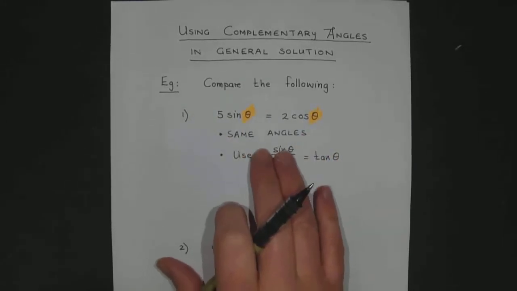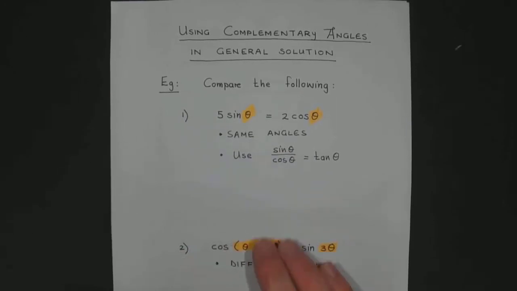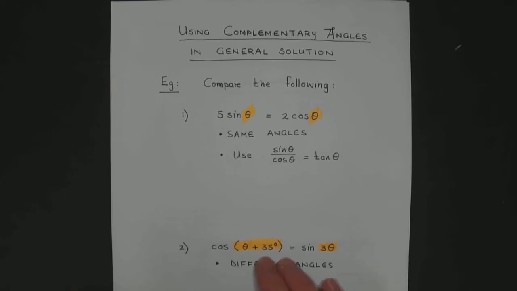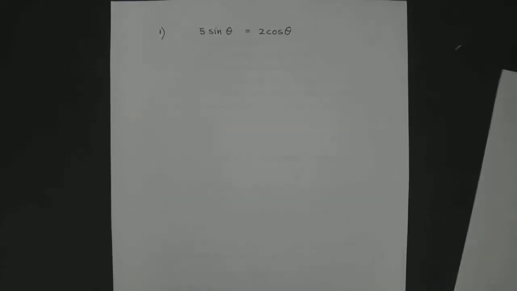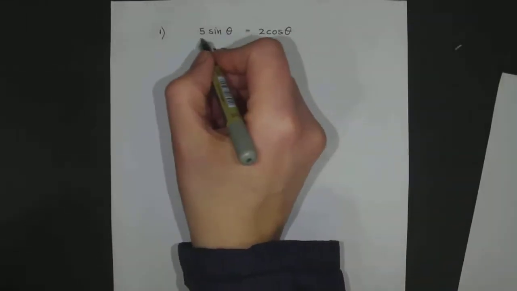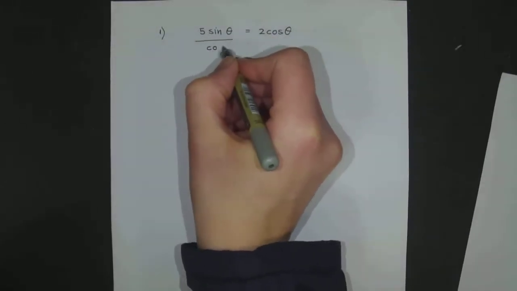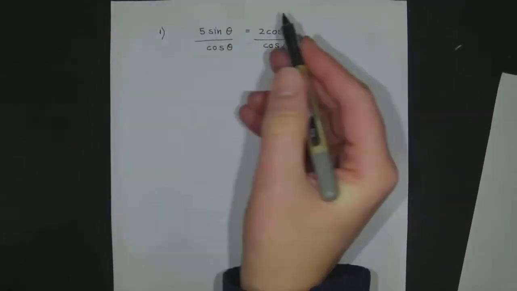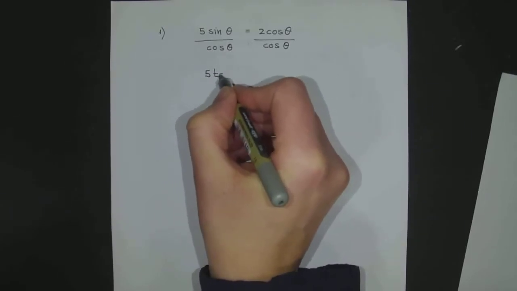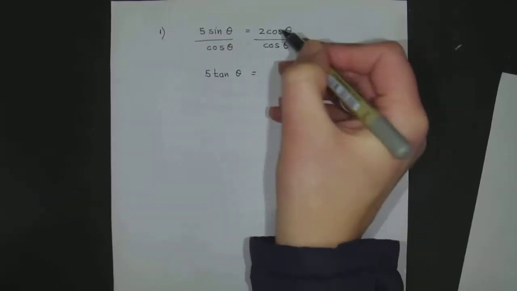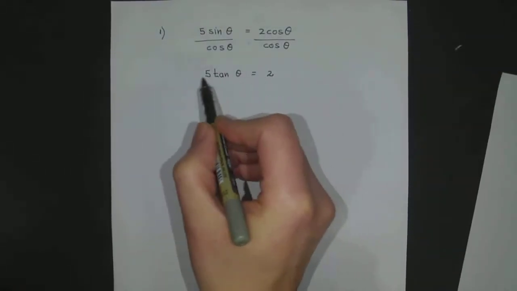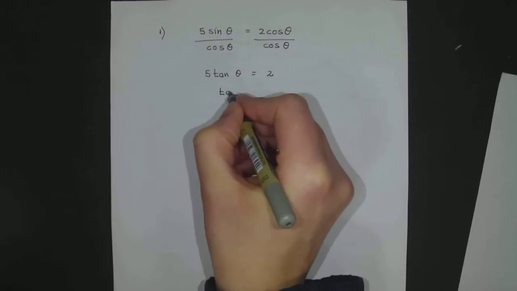So let's quickly look at this one first, finish this one up, and then we can look at this one, and then I can explain to you why this method will not work with this particular problem. So with this one, we are going to divide both sides by cos of theta. So over here, sine of theta over cos of theta gives you tan of theta. So this will be 5 tan of theta. And there, cos of theta divides into cos of theta, so I have 2 left. So I'm just quickly going to divide both sides by 5 so that I have tan of theta is equal to 2 over 5.